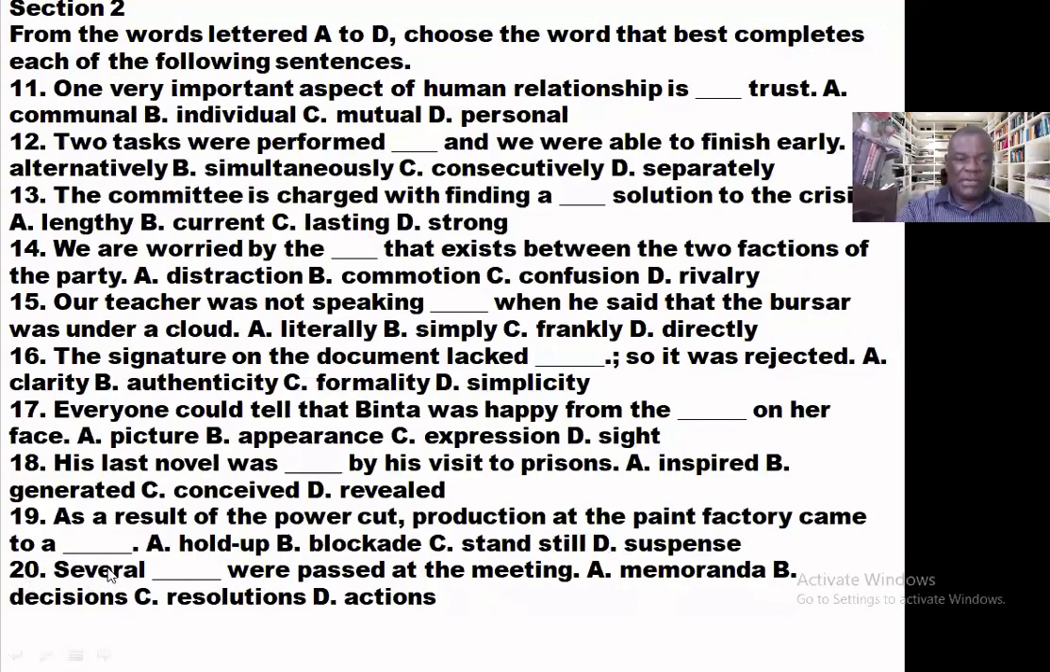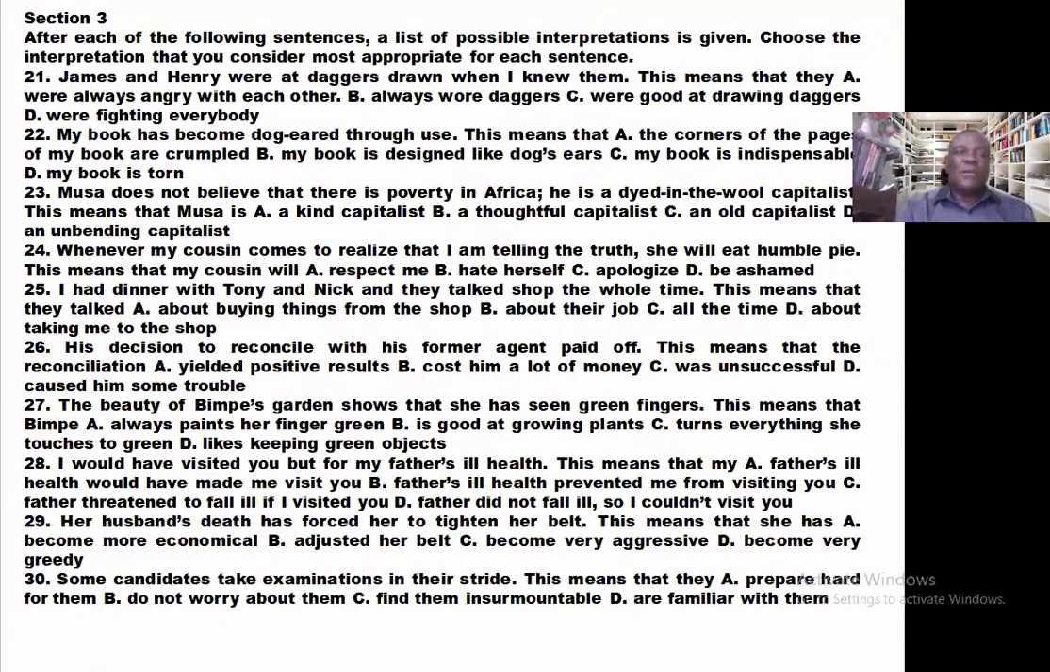Number 20, several dash were passed at the meeting. Memoranda, no. Decisions, no, because we are talking of passing. C, resolutions, yes. You pass resolutions at a meeting. You can say you reach decisions or you make decisions, but when you are passing something, it is really a resolution. All right, now we are through with section 2, and here we are in section 3.